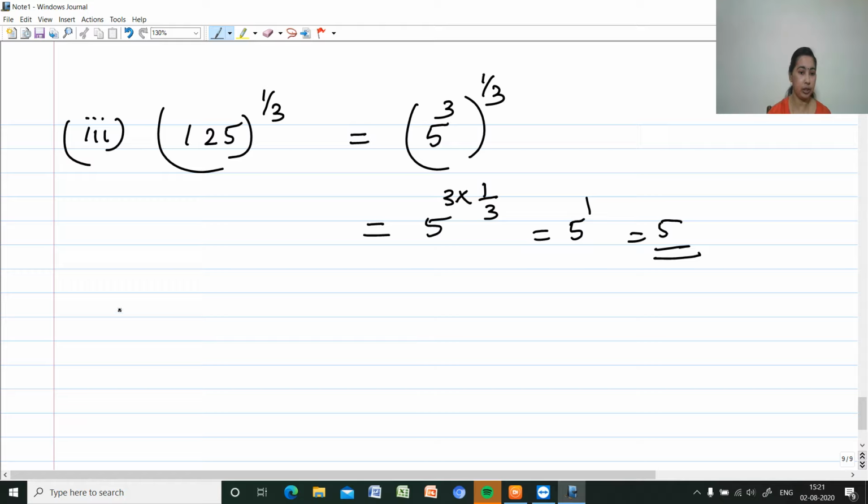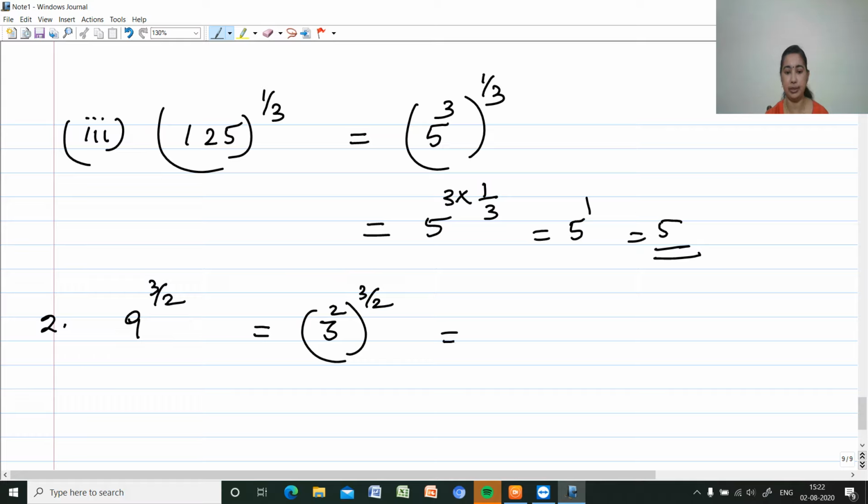Then in question number 2, same exercise, question number 2 also we'll do 1 or 2 questions there. 9 raised to 3 by 2. What do you mean by 9? 9 is 3 square, raised to 3 by 2. That is equal to 3 raised to 2 into 3 by 2. 2 will get cancelled. We are getting 3 cube. 3 cube means it is 27.